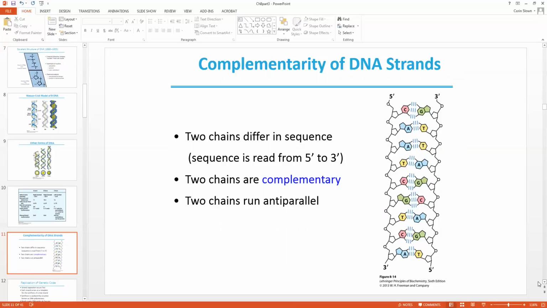So the complementarity of the DNA strands: the two chains are going to differ in sequence. You read from 5' to 3'. These two chains are complementary and they run anti-parallel. Notice the 5' to 3' and then the 3' to 5'.